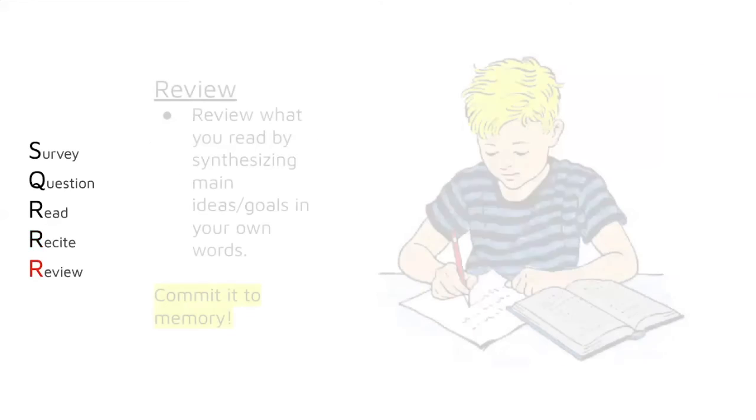Our second R, recite, means we should try reconceptualizing the material in our own words. This can be written or verbal and include major points such as headings, subheadings, and don't forget to include the answers to your previously posed questions. By committing the information you've learned to memory, you're preparing for the final phase of the SQ3R strategies, review.